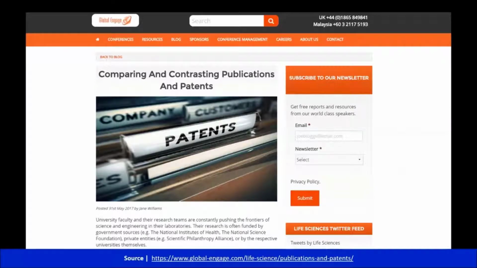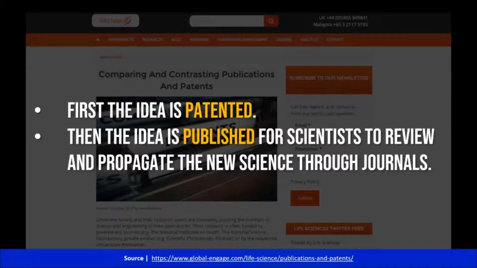So what exactly is a patent versus a publication? Here's a website that I found. It explains patents versus publications. If you want to read this yourself, it's kind of lengthy, but I'll just summarize it for you. First, the idea is patented. So if you come up with an idea, your first step is you patent the idea as soon as you come up with it. It's yours. Then the second step is the idea is published for scientists to review and propagate the new science through different scientific journals. So first you make sure that it's yours, and then afterwards you want it to become popular. The reason why is, let's say you patent a new research into a vaccine. Well, if you're not a pharmaceutical company, you're not going to make the vaccine.